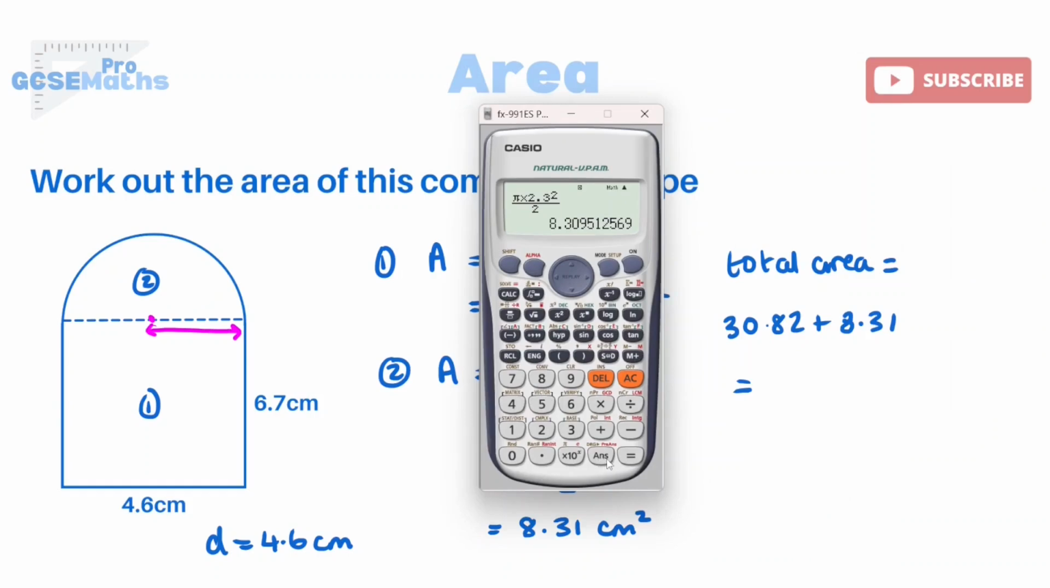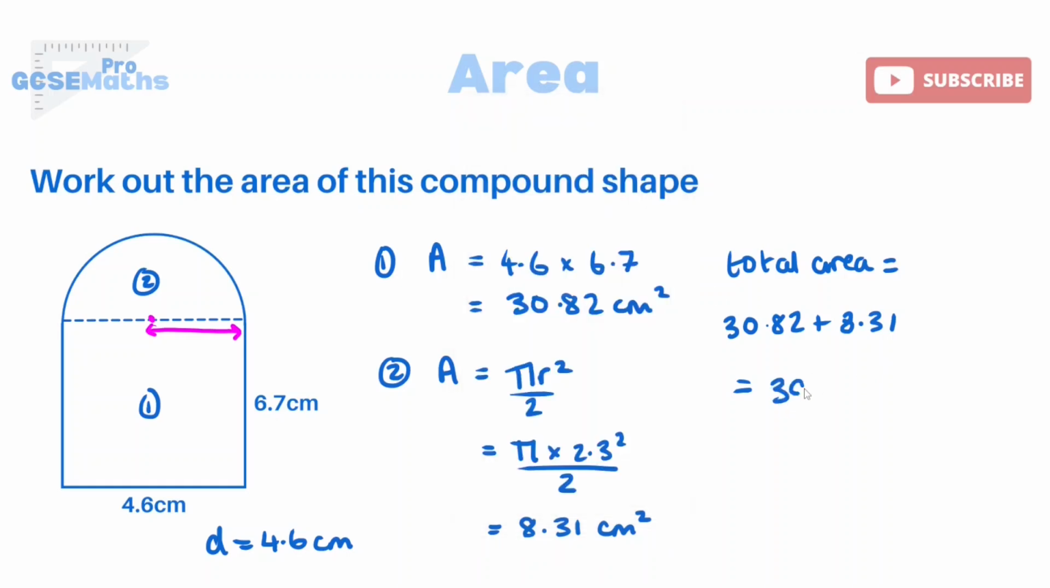If you see at the bottom, you've got this button which says ANS. If you use that, it will copy all of those decimals. So we might as well do that. And then plus 30.82 equals, now this is my final answer. So now I'm going to round it to 1 decimal place, I think. 39.1 centimeters squared, and that's your answer there.